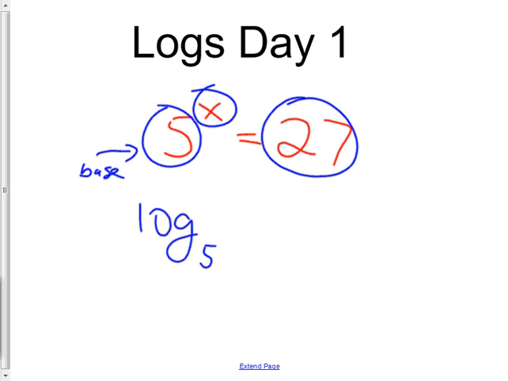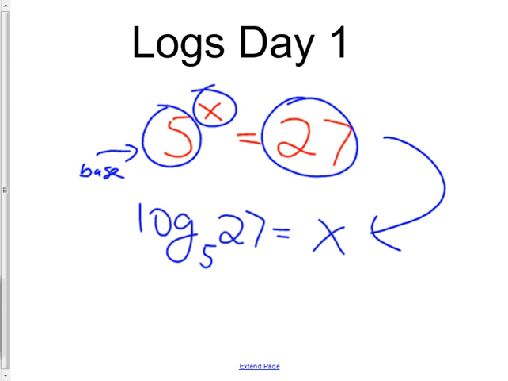And then the one thing you need to understand is that they don't go in order. It's not log base 5 of x equals 27. That'd be awesome, but it does not work that way. So therefore, what has to be next? Log base 5 of 27 equals x. Okay, all I did is rewrite this into this, which is a log statement.